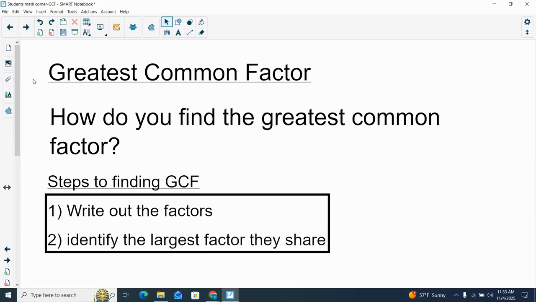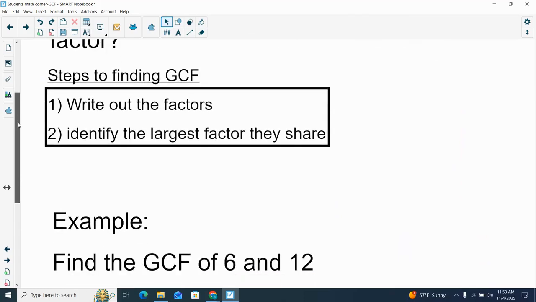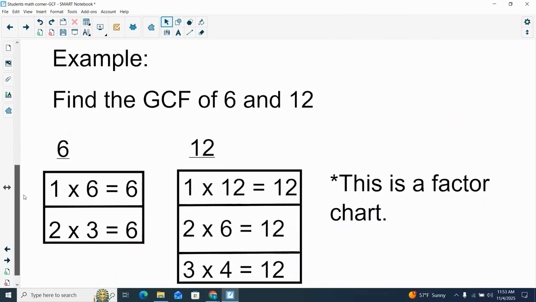So how do you find the greatest common factor? Well, there are a lot of different ways, but the main way is these two steps. One, write out the factors, and two, identify the largest factor that they share. So for example, if I wanted to find the greatest common factor of 6 and 12, I would use what's called a factor chart. And this is a factor chart.